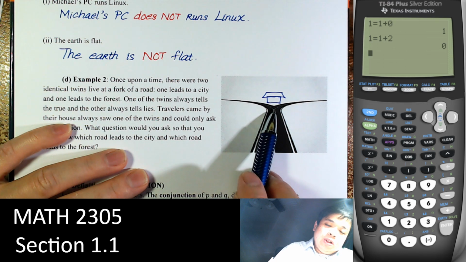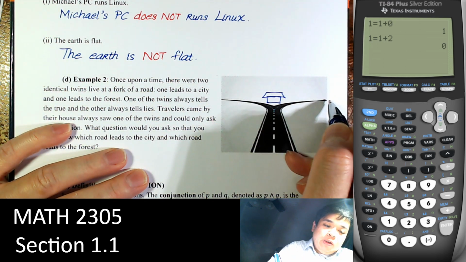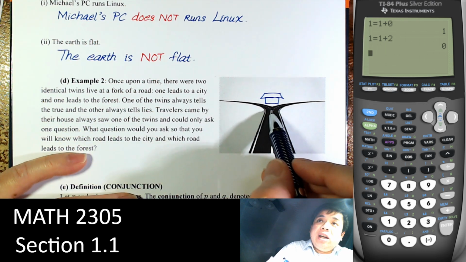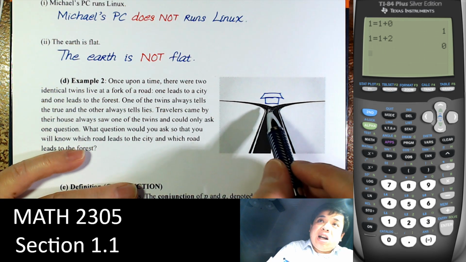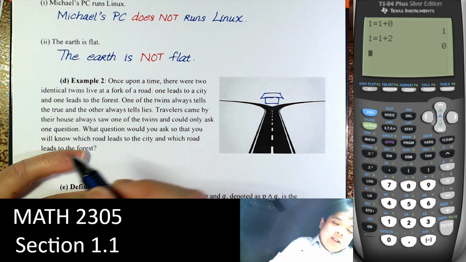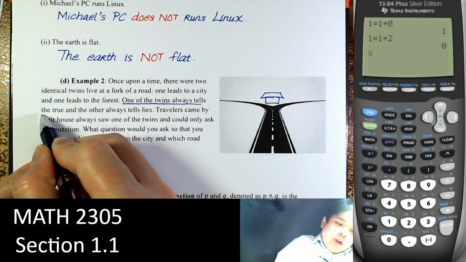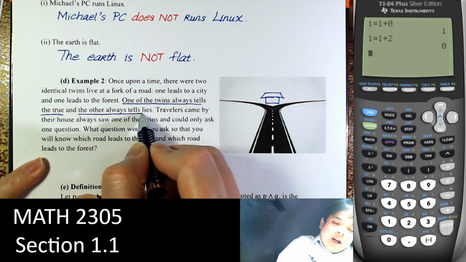And so it is a fork. One leads to the city and one leads to the forest. And the problem here is every time anybody comes to the fork, they only see one twin. Alright. So one of the twins always tells the truth and the other always tells lies.